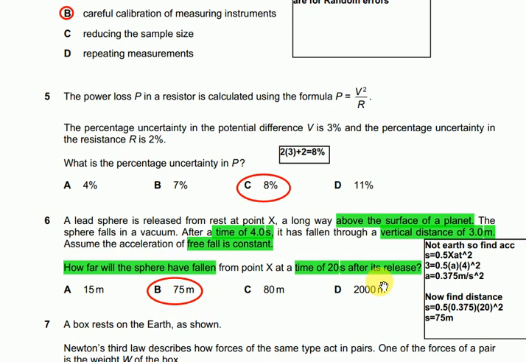So it's not Earth. We don't know. We cannot assume acceleration to be 9.8. So we have to find the acceleration for that unknown planet. So we can apply the formula s equals ut plus half at square, u being 0. We have the time, we have the distance, which is 3 meters. We can find the acceleration to be 0.375 meters per second square. So we can plug in the acceleration value in s equals ut plus half at square for time 20 seconds.